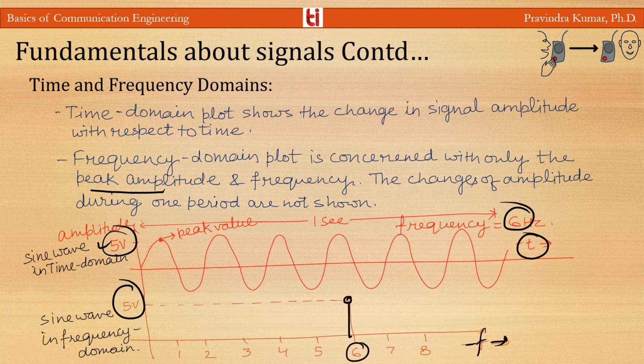Here you can see that a complete sine wave in the time domain can be represented by only a single spike in the frequency domain. The frequency domain is more compact and useful when we are dealing with more than one sine wave.